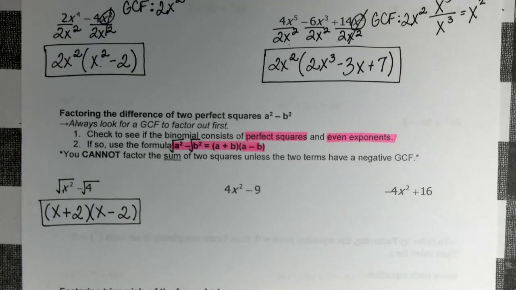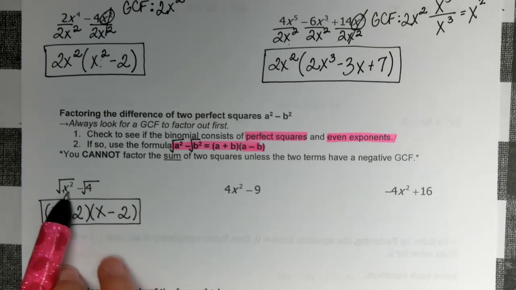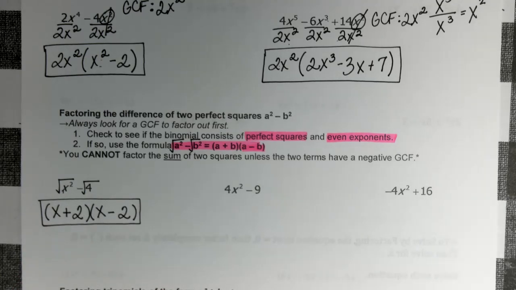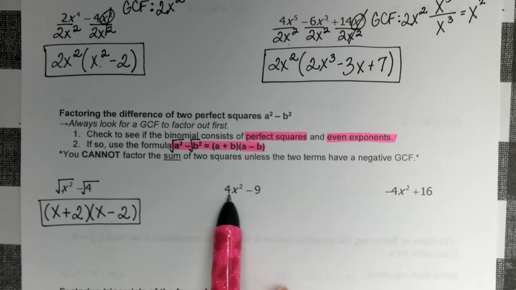It's very simple. You could check it by FOILing. X times x gives me x squared. Negative 2x plus 2x cancels, and this gives me a negative 4. So there's my x squared minus 4. Okay? Now 4x squared minus 9, I would check, do I have a GCF?